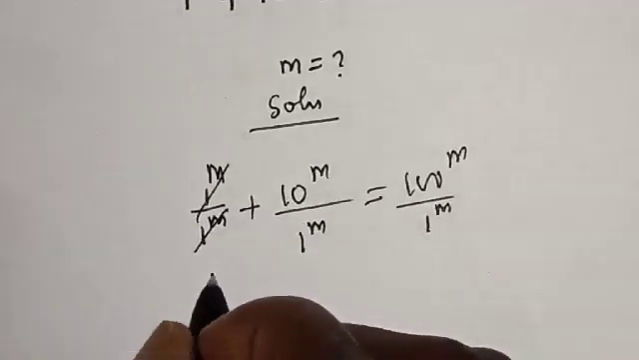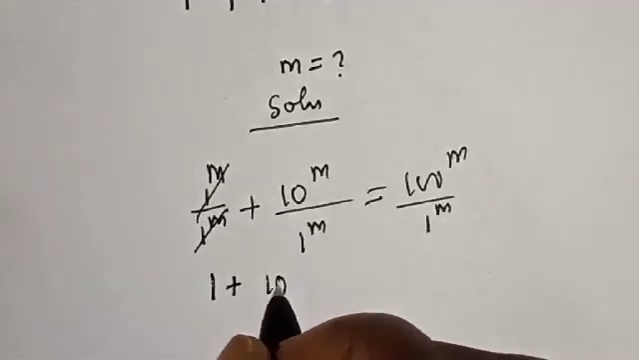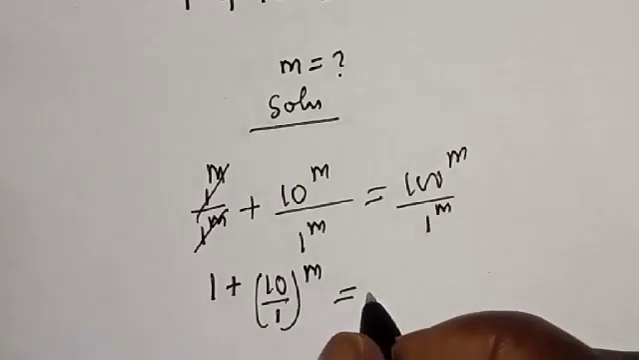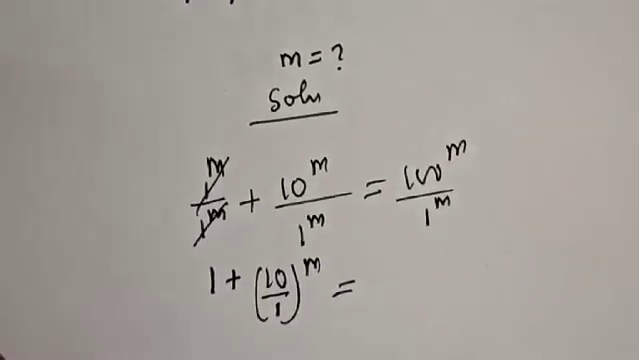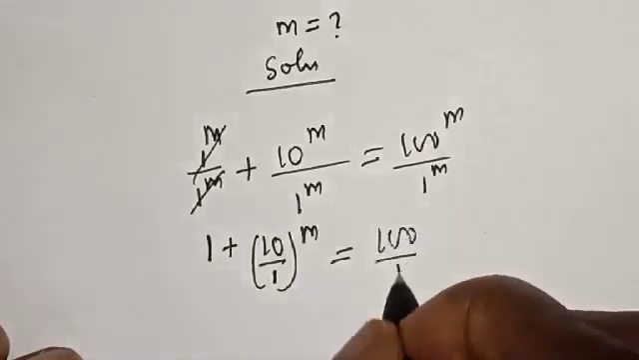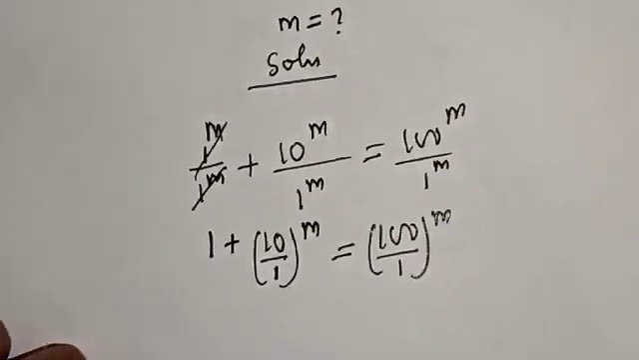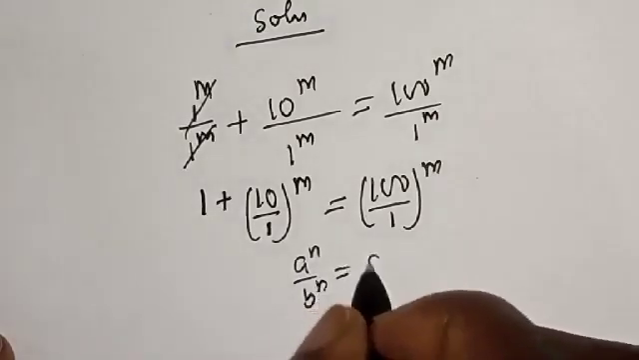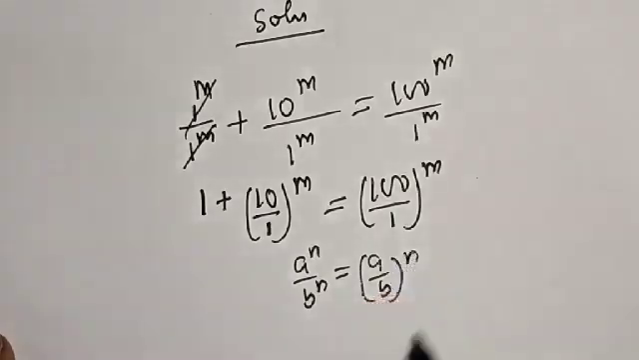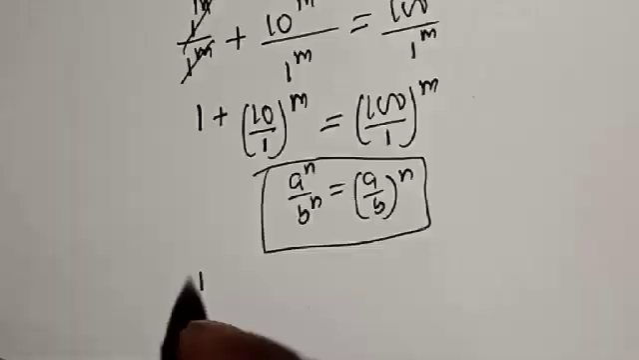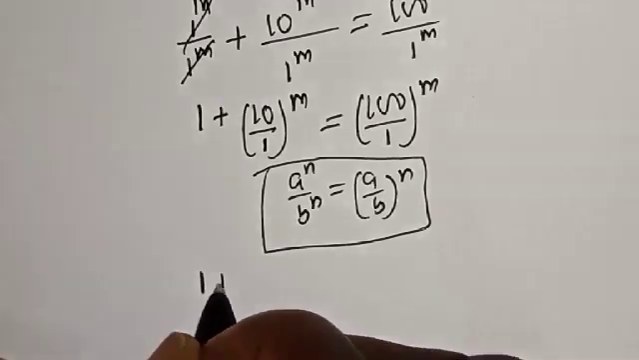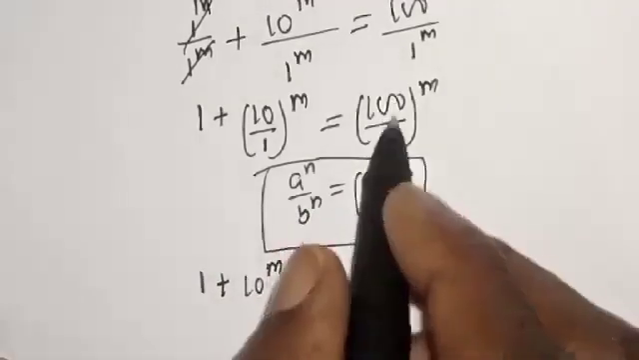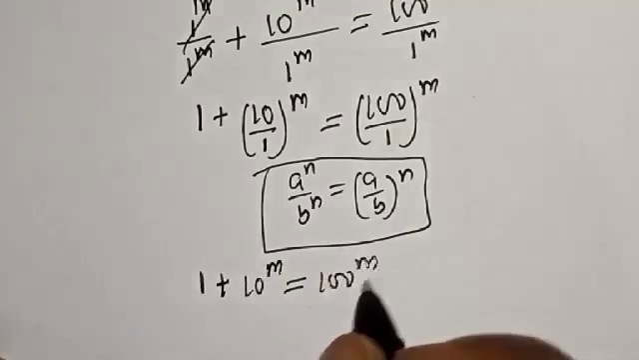We have 1 plus 10 over 1 raised to power m is equal to 100 over 1 all raised to power m. That is from this rule that if you have a raised to power n over b raised to power n, this is equal to a over b to the power of n. So that is how we got the 1 plus 10 divided by 1, that is 10 raised to power m is equal to 100 divided by 1, that is 100 raised to power m.